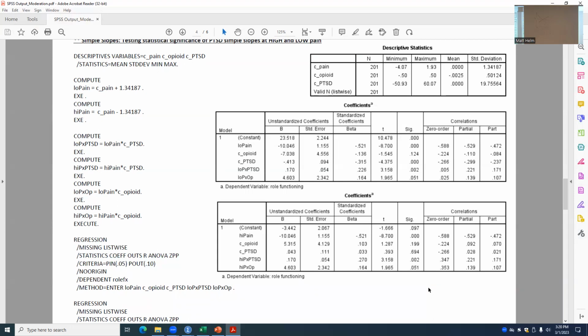Yes. Do we ever look at code? Right, I was looking at the significance of the interaction. Okay, so do I have evidence of a simple slope of PTSD on role functioning at high levels of pain?